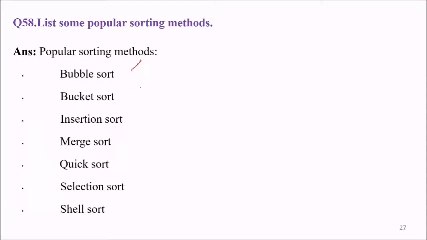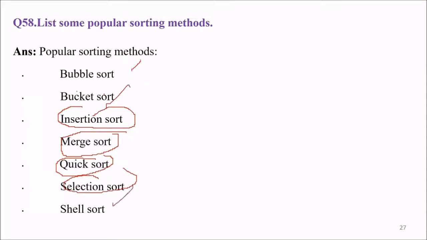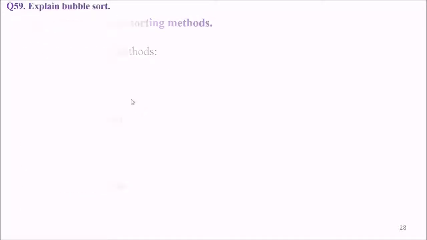List some popular sorting methods. Let me first indicate the most popular, then we'll go to others. First is merge sort, then quick sort, then insertion sort, then selection sort, bucket sort, shell sort, and bubble sort.